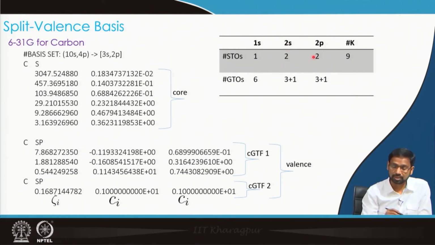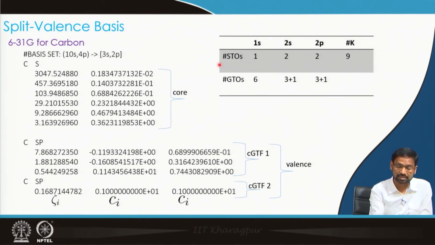So 2, 2 here. Now coming to the number of Gaussian type functions, the 1s orbital is being expressed in terms of 6 Gaussian type functions. The 2s orbital, which is being expressed in terms of 2 Slater type functions, has one Slater type expressed by 3 Gaussians and the other expressed by 1. So together I have 4 over here, and similarly for 2p there are 2 Slater type functions, one with 3 Gaussians, another with 1 Gaussian function. So again 4.